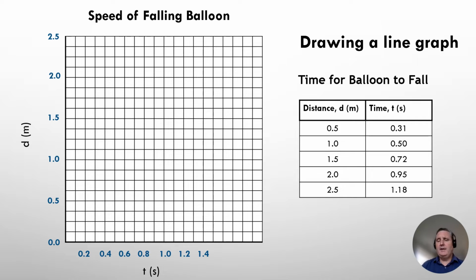So now I have to plot each individual point. So I'm going to go along to time. I'm going to go along to 3.1. Okay, on the time, on the x-axis, I'm going to go up.